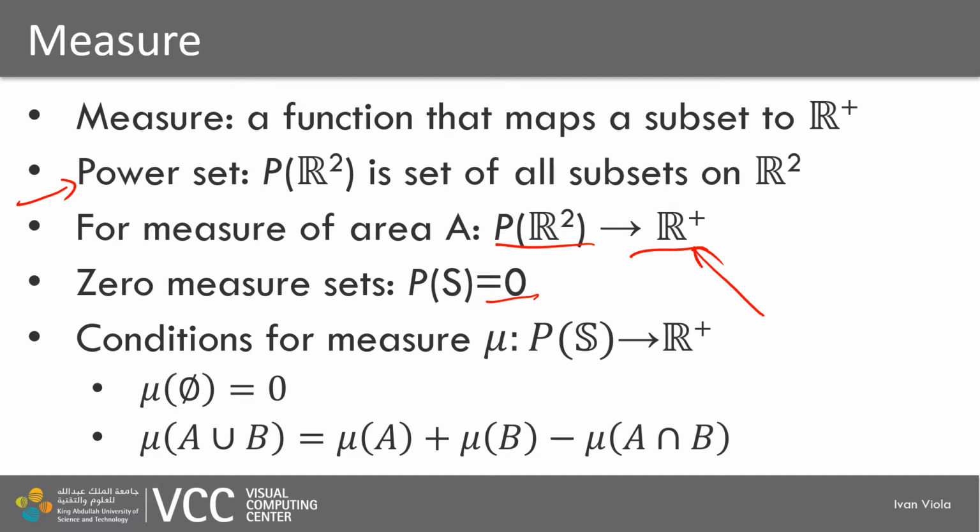And there are certain conditions which a measure mu needs to fulfill. For an empty set, the measure is zero, and the measure of a union of 2 subsets is the sum of the measures of these subsets minus the measure of the intersection of these subsets.